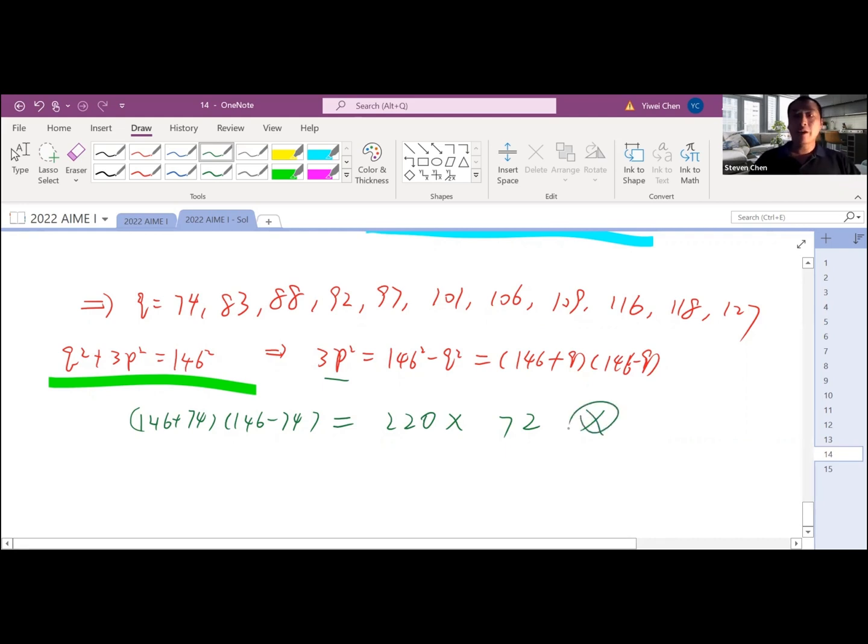So you could stop trying 74 and move on forward to the next number, 83. All right. So I'm following this quick way, this trick, to try all these numbers. Then you could eventually find out that the only feasible Q is this one, 97. Let's see why it works.